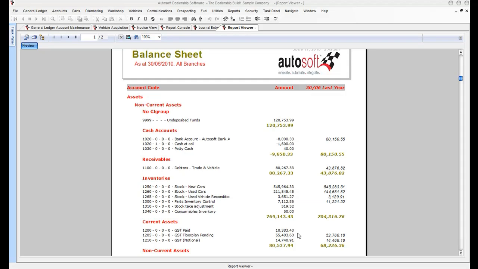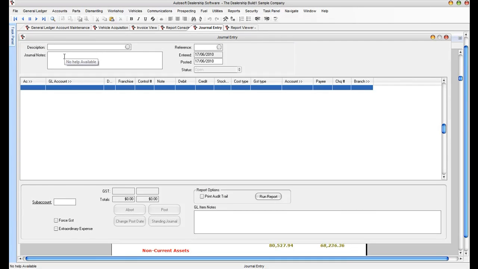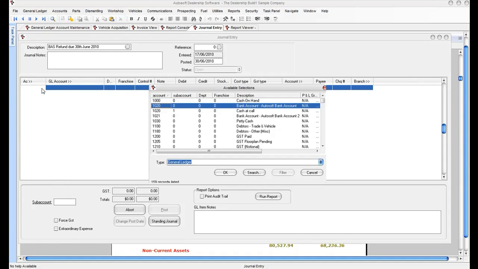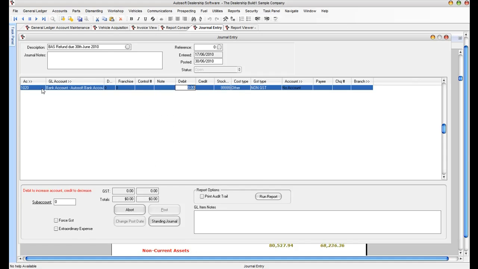Now I'm going to show you how you can use the journal to do the same thing for a refund. So back into the journal entry again, and I'm going to put in the BAS refund due for the 30th of June 2010. So I'll make that the 30th of the 6th 2010, and this time once again we pick up the bank, so account 1020, which is the bank account that we're going to expect to get the refund into, and I'm going to post an amount there of 3127.90. So this is the refund I expect to get.